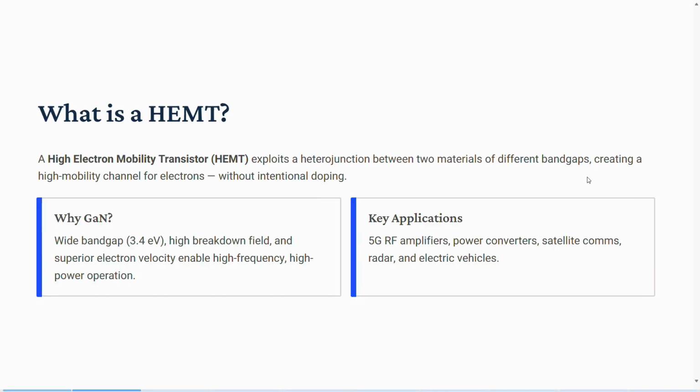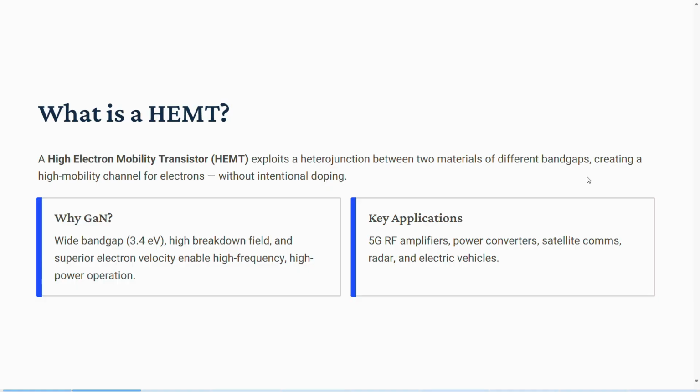Coming to GaN, it is a wide bandgap semiconductor which gives it several advantages. It can handle higher voltages, it operates efficiently at higher temperatures, it supports high frequency signals. Because of these properties, GaN HEMTs are widely used in modern RF and power systems, where silicon devices struggle to perform efficiently. Now, let's compare GaN with other semiconductor materials.